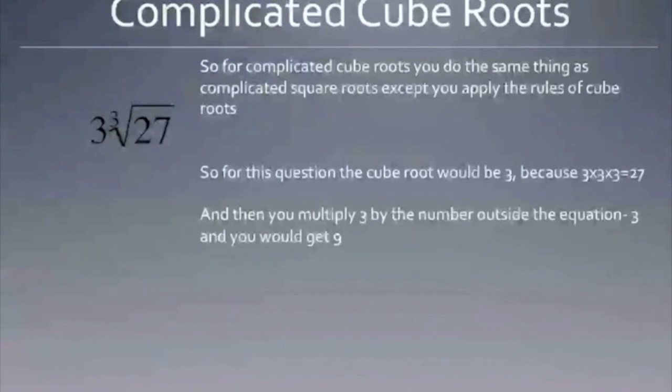So after you found that, then once again, you do the same thing. You multiply it by the number outside the cube root symbol. So, you do 3 times 3, and that would give you 9. Fin.